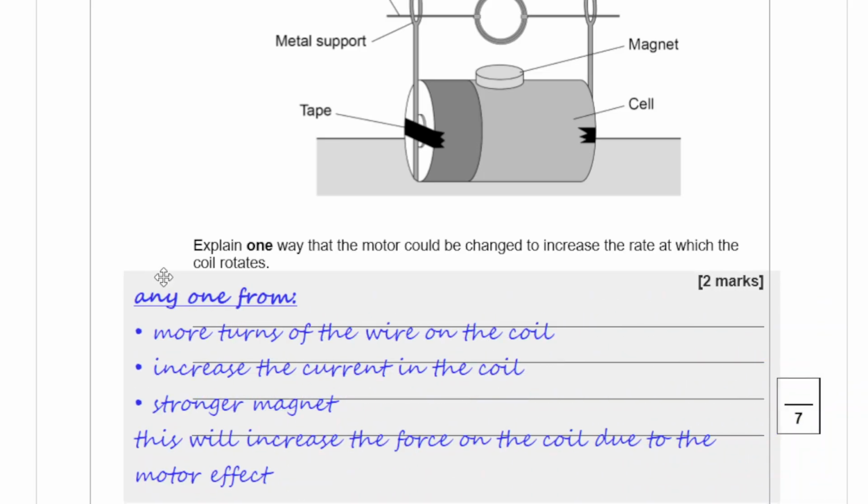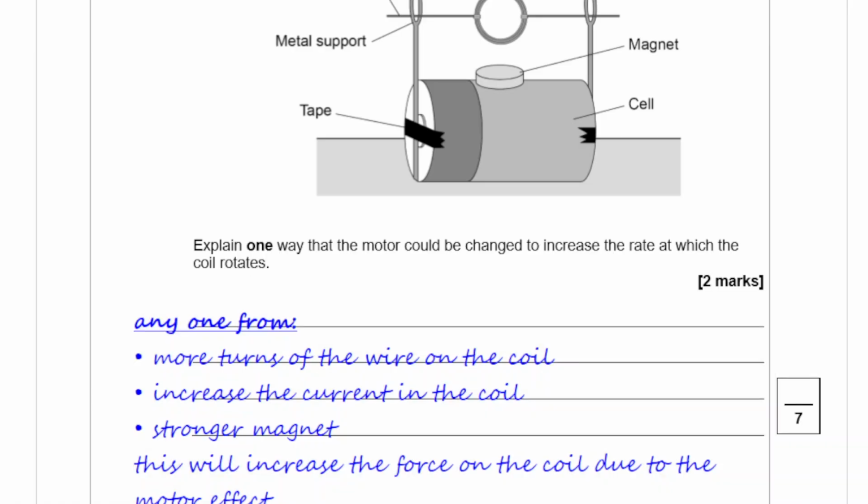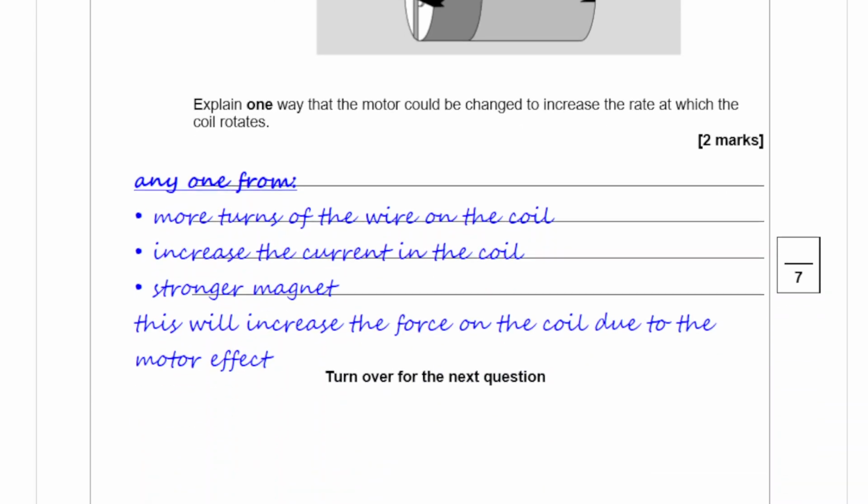So any one of: more turns of the coil on the wire, or increase the current, or a stronger magnet. Because they're asking you to explain, you have to state what you're going to do and what effect it will have. This will increase the force on the coil due to the motor effect.